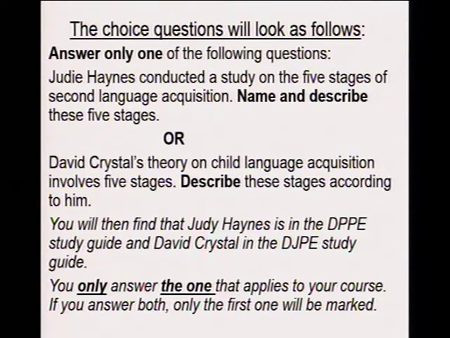You will then find that Judy Hayes is in the DPP study guide, while David Crystal is in the DJP study guide. You only answer the one that applies to your course. If you answer both, only the first one will be marked.